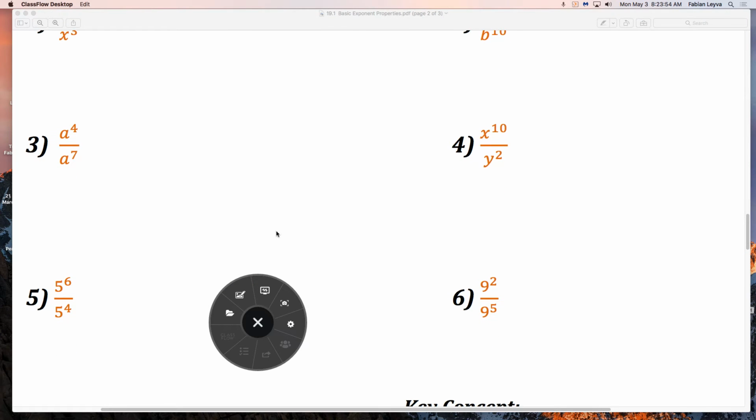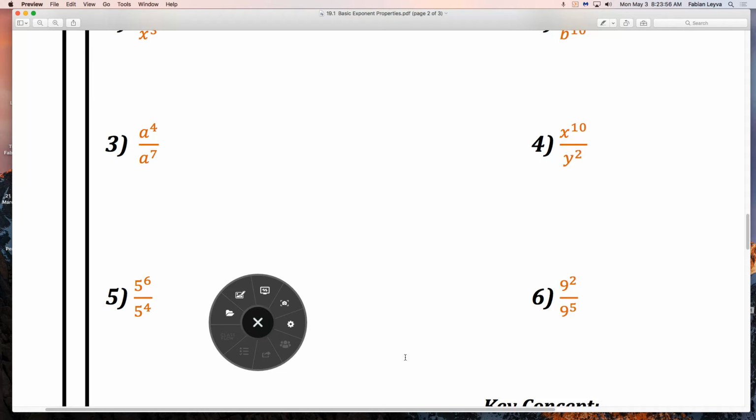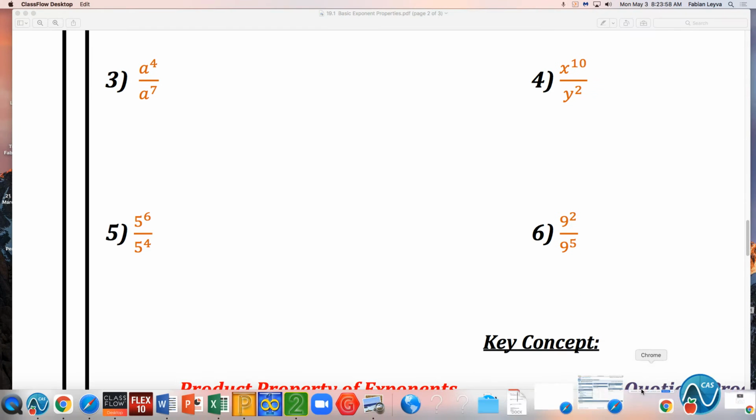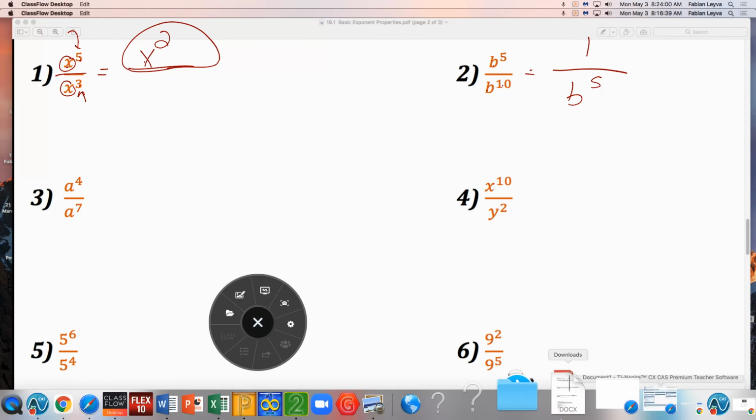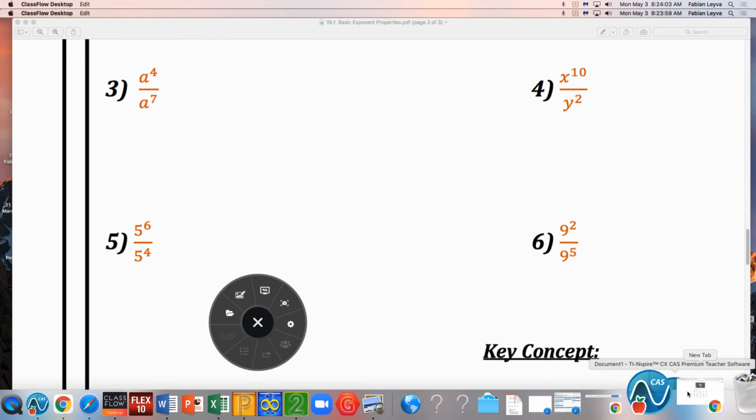All right, so this will be the last problems that we do. Try these 4 problems, and then we'll go over them in about, I don't know how much time you guys need.